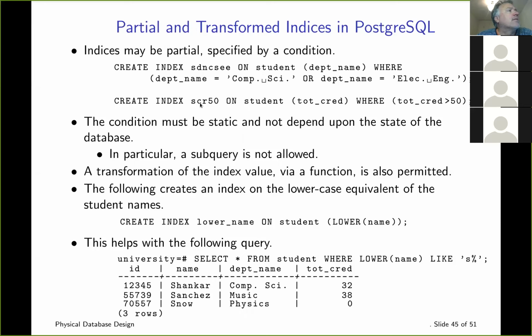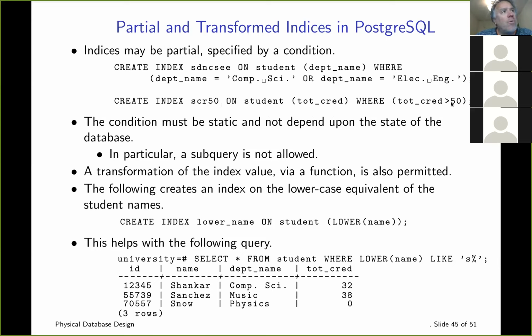Another example: create an index on total credit where the total credit is greater than 50. So these are students that have gone further in their studies. The conditions here are not really dependent on the database state.